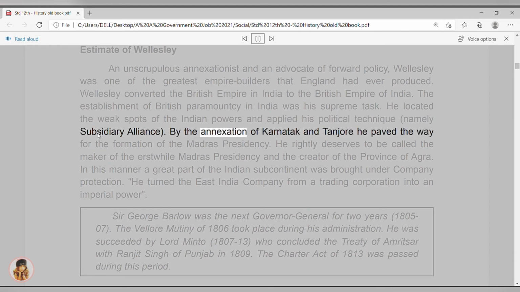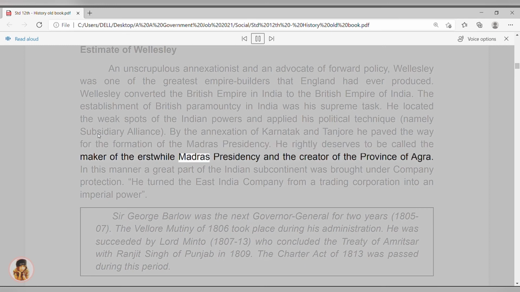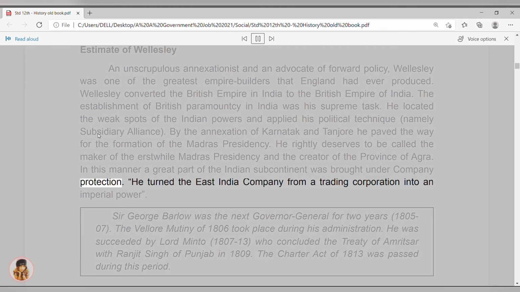By the annexation of Karnataka and Tanjore, he paved the way for the formation of the Madras Presidency. He rightly deserves to be called the maker of the erstwhile Madras Presidency and the creator of the province of Agra. In this manner, a great part of the Indian subcontinent was brought under company protection. He turned the East India Company from a trading corporation into an imperial power.